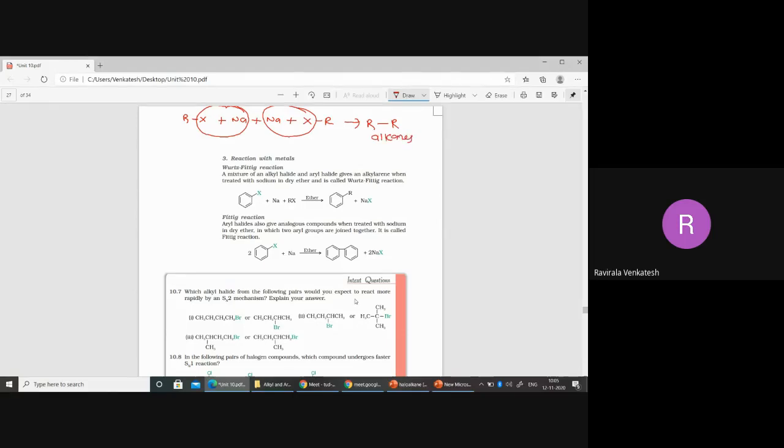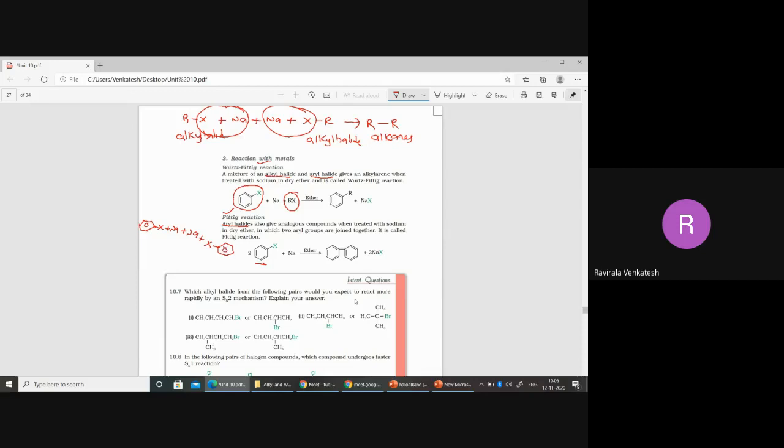Now, what I am doing here: in one case both are alkyl halides. When both are alkyl halides, that is called Wurtz reaction. And when one of them is aryl halide, one is aryl halide and the other is alkyl halide, then the reaction is called Wurtz-Fittig reaction. What is Fittig reaction? The remaining is common. Next, if both are aryl halides, that reaction is called Fittig reaction. Like this: aryl halide, X plus sodium, again plus sodium, plus again X aryl halide.